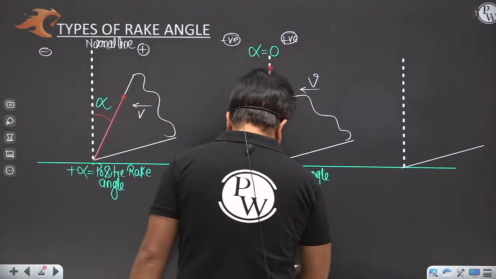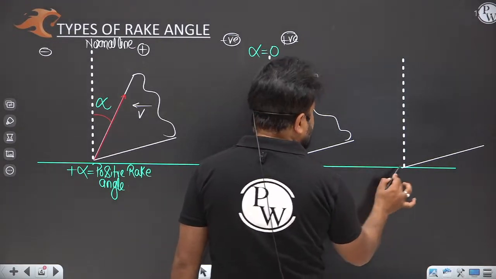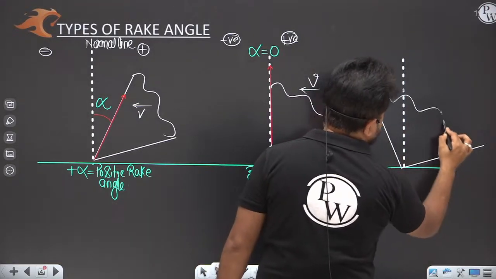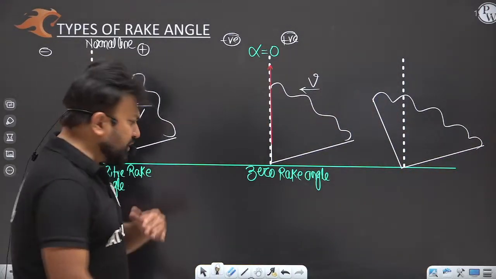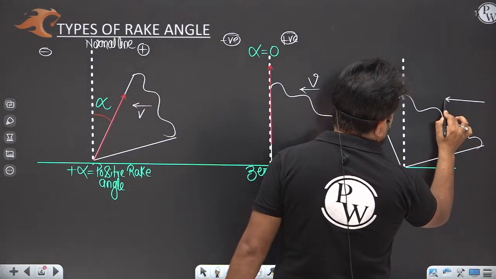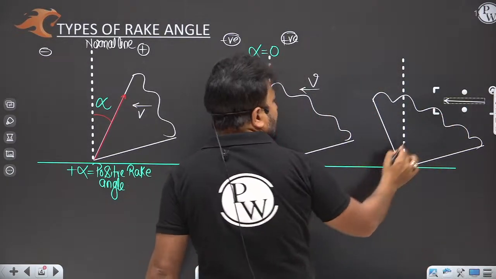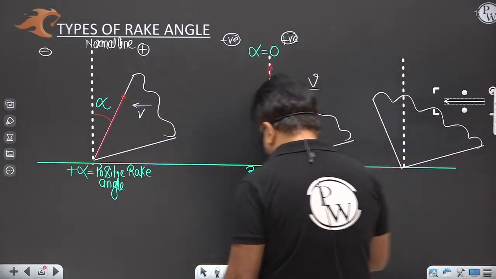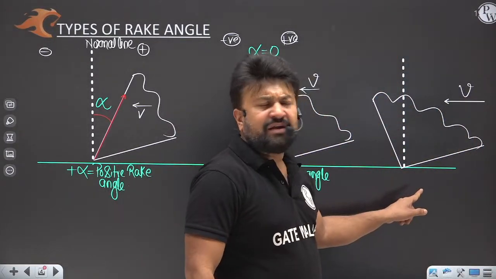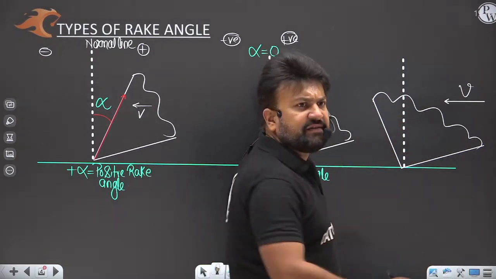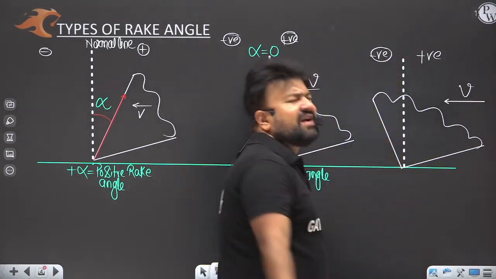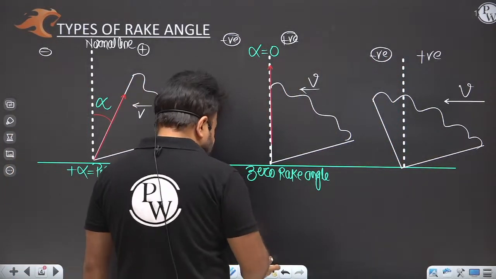Now, let's say this is the tool. The tool is moving toward the workpiece as usual, to cut the material with a cutting velocity of V. This is a reference line. So take that side as positive and that side as negative. My dear student, here the chip will flow.